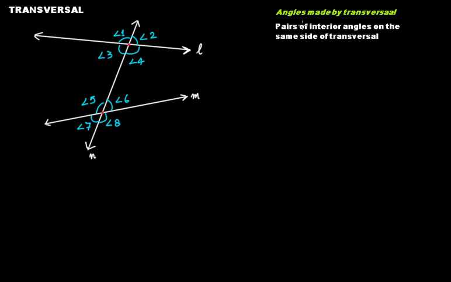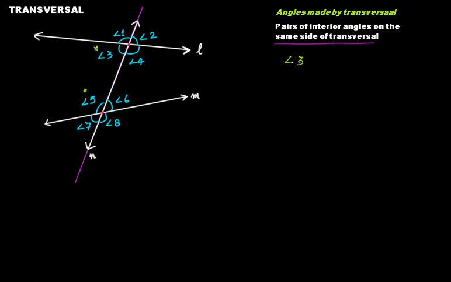Then comes pairs of interior angles on the same side of transversal. So the point is pairs of interior angles on the same side of transversal. This is transversal. Let me highlight this. This is transversal and it's saying same side of transversal and pairs of interior angles. So in this case, angle 3 and angle 5, these are one pair of interior angles on the same side of transversal. These two interior angles are on the same side of transversal.